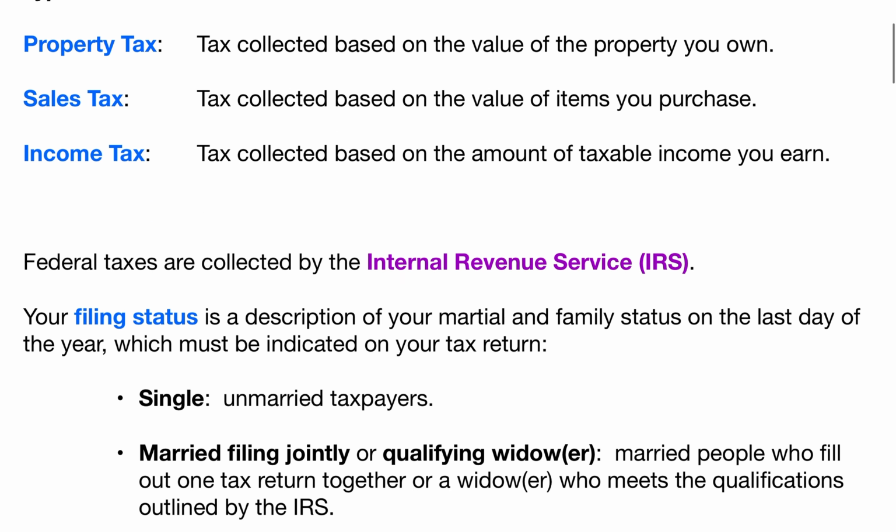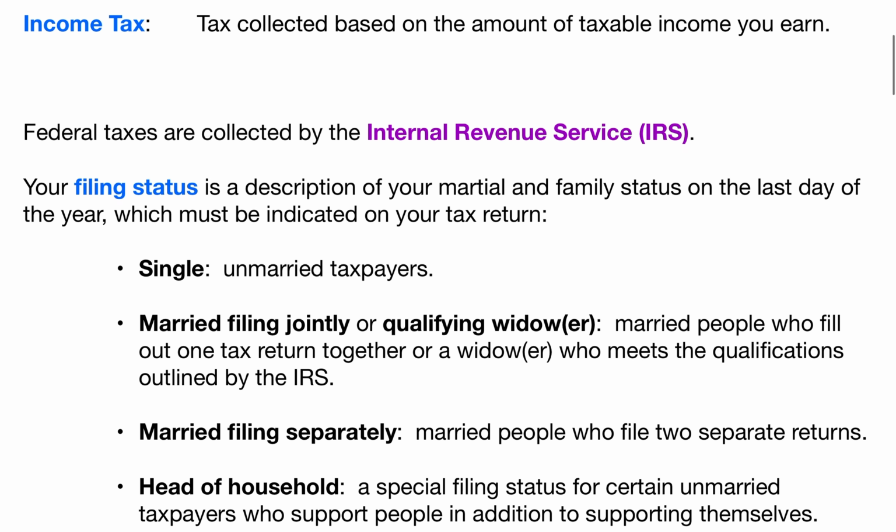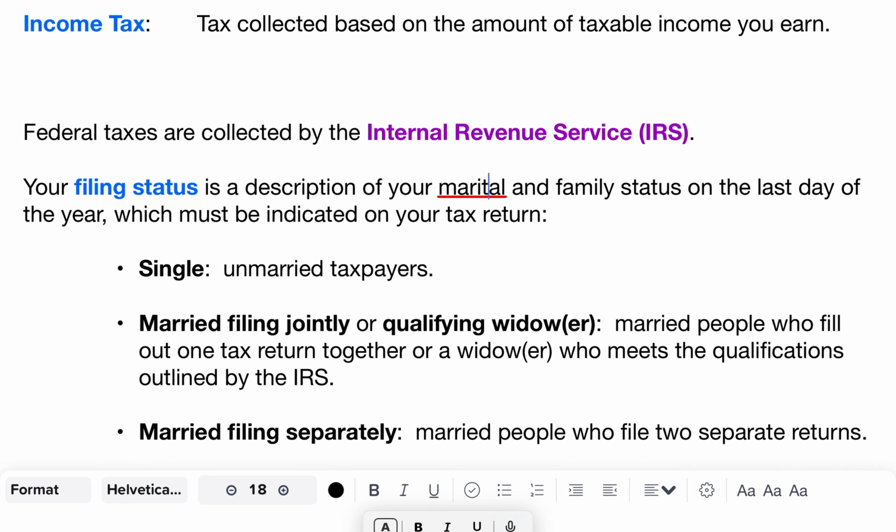Okay. Now, the part of the federal government that collects your taxes is called the Internal Revenue Service, or the IRS. And how you file your taxes depends on what's called your filing status. This is a description of your marital, let me go ahead and correct that, it should be marital, not Marshall, your marital or family status as of the last day of the tax year.